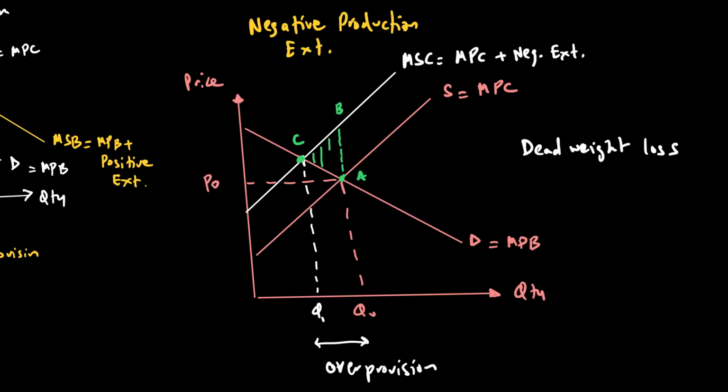vertical distance between the two, between your private costs and your social costs, private benefit and the social cost is basically your externality, because private benefit is equal to marginal social benefit. There is no externality on the demand side, but there is a difference between social cost and the private benefit and the social cost, and this distance is your negative externality.